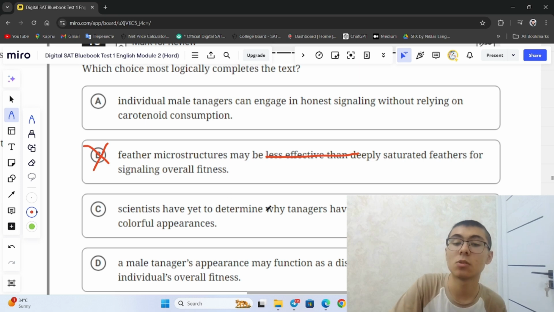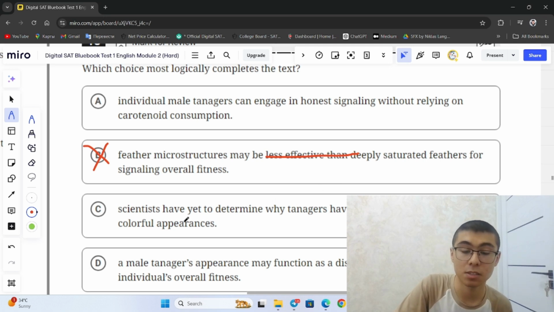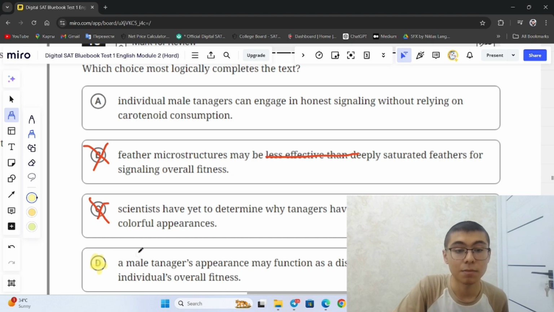Scientists have yet to determine why teenagers have a preference for mates with colorful appearances. No, there's nothing about that. A male teenager's appearance may function as a dishonest signal of the individual's overall fitness. Yeah, D is correct. It's literally completing the text.